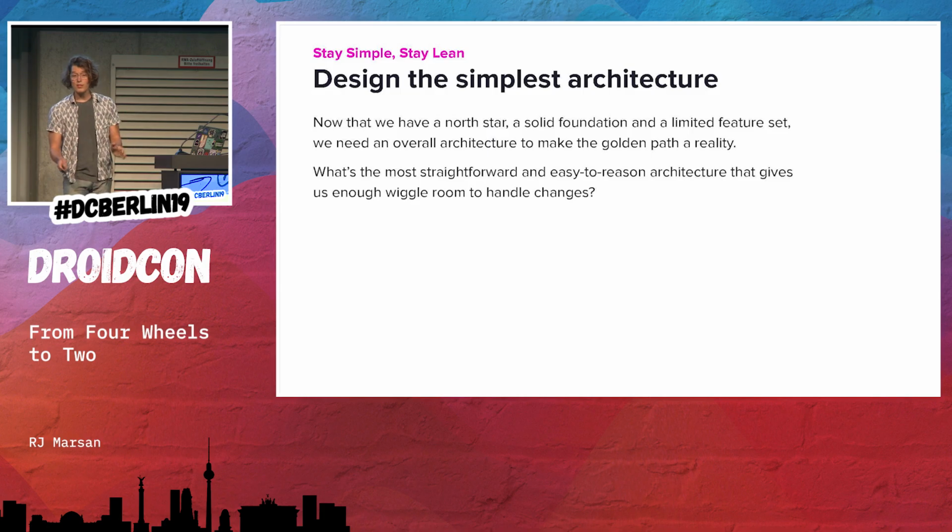So we have this limited feature set. We have this North Star. We have this golden path. But we still have to come up with an architecture, something that the server and client can agree on that's going to get the user through this flow as we grow. We want something straightforward. We want something easy to reason about. But we also know products are naturally going to grow over time. So how do we account for that?